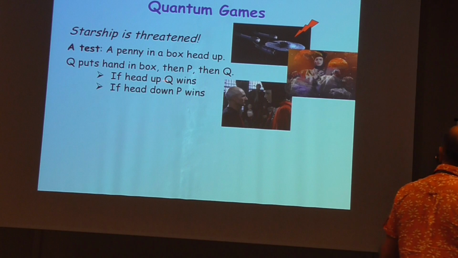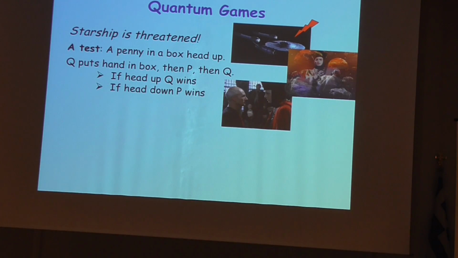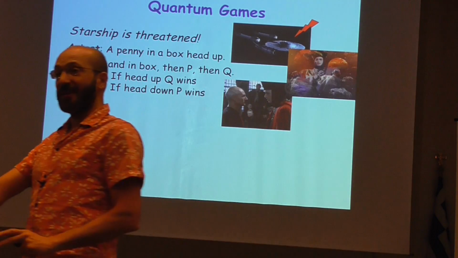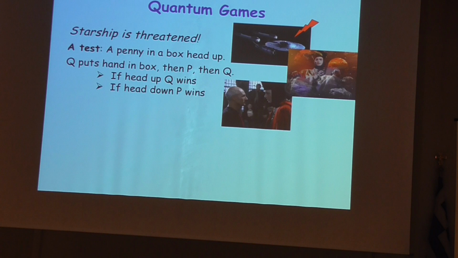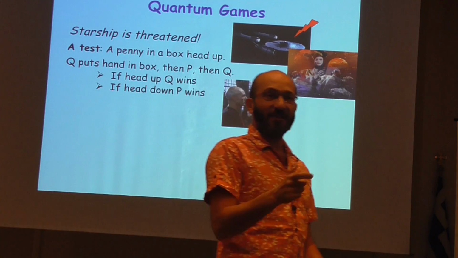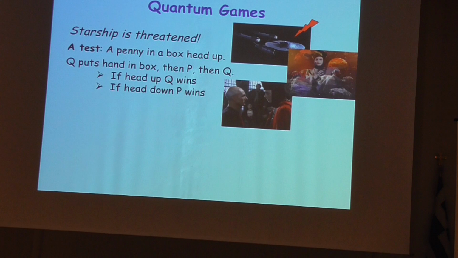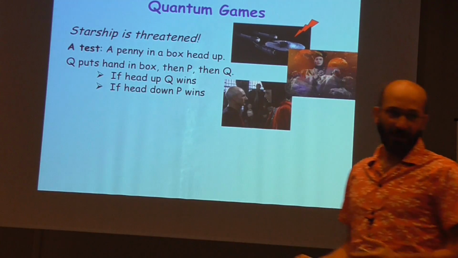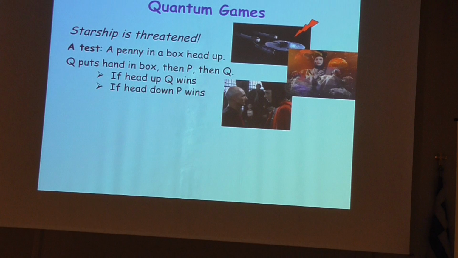And the puzzle is, Q has a box with a coin that is facing heads. Then Q puts the hand inside the box. You can't see inside the box, but you put your hand. Then Picard puts his hand in. And then Q puts his hand in again. And if the coin is heads still, then Q wins and allows the threat to go on. If it turns to tails, then Picard wins and Q will save the starship. Alright? Let's see what happens.